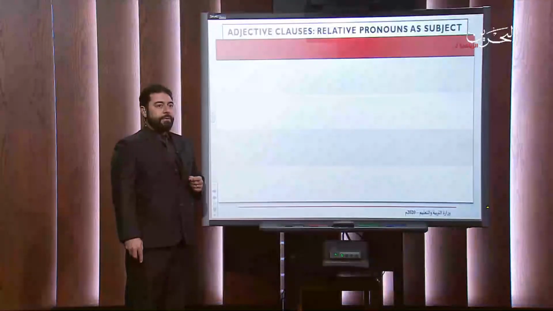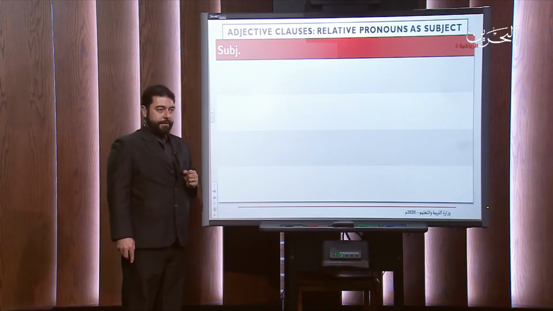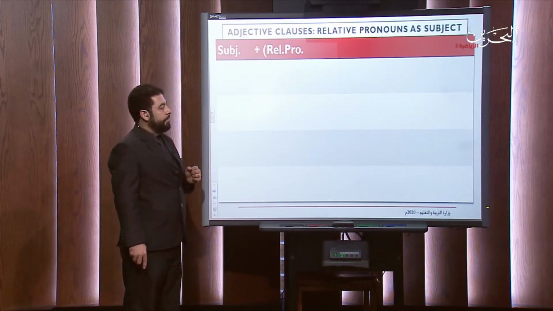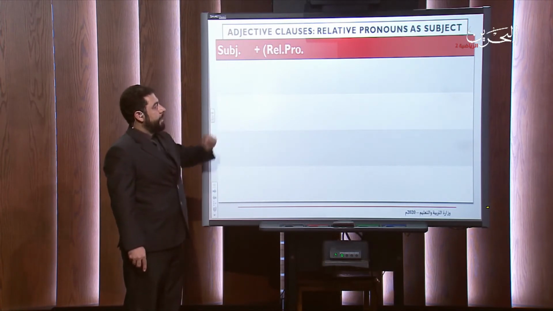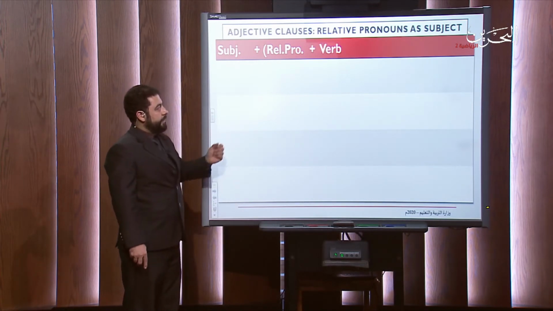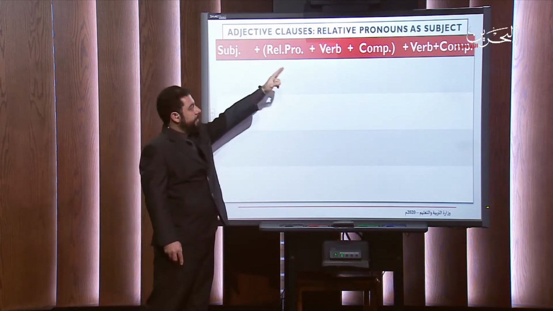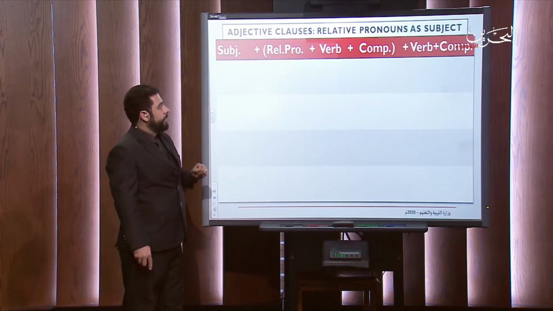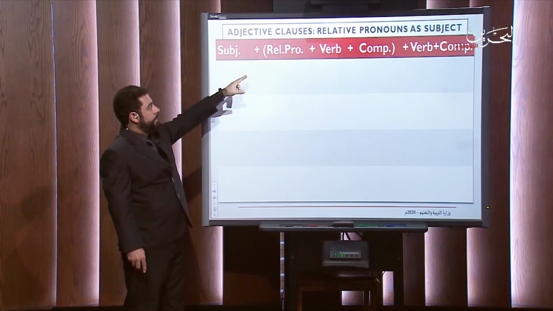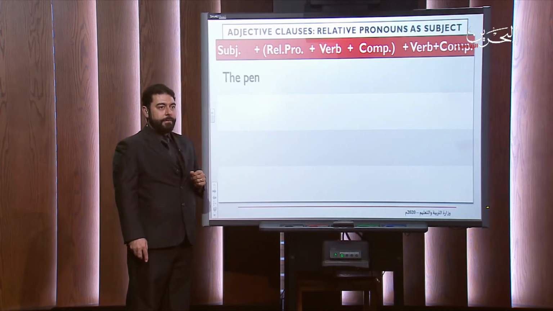So, how to form the adjective clauses? We start with a subject, and then we add a relative pronoun, one of the nine I showed you before. And then a verb, and then a complement, which completes the sentence. And then a verb and another complement. Notice that these brackets denote the relative, the adjective clause.